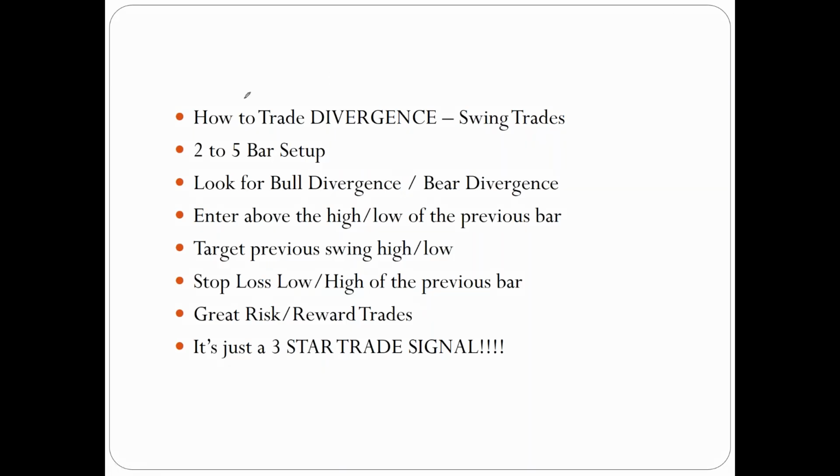So how do we use this divergence? This is a trade setup. This is a swing trade. 2 to 5 bar setups. That means we need a minimum of 2 bars and a maximum of 5 bars. It is a 2 to 5 bar trade setup.